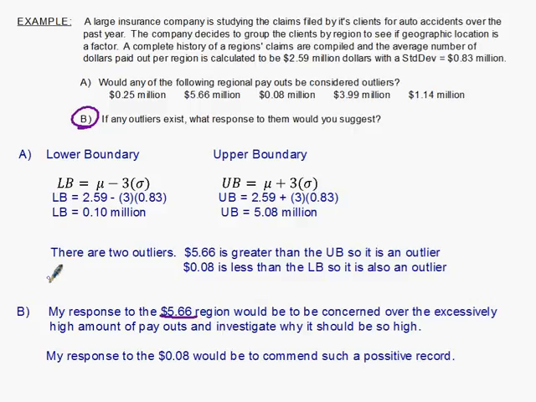And now my response to the 0.08 would be to commend such a positive record. Because we're an insurance company, we don't actually want a lot of payouts because that reduces our profits. So whichever region has this 0.08, man, great. Whatever they're doing, it must be right. So that would be my response to these 2 identified outliers.